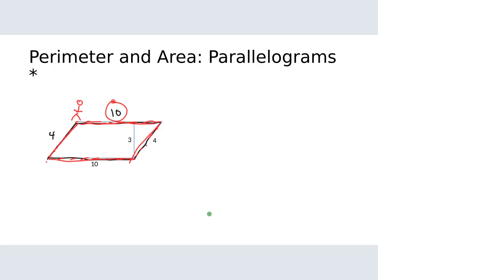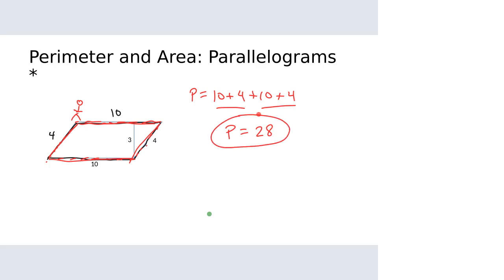And so the perimeter of this one is going to be 10 plus 4 plus 10 plus 4. We are not going to use that 3 in the perimeter because it's not a part of the outside of the figure. It's on the inside, and that's not a part of the perimeter. And we add these up. Let's see, that's 14 and 14. So our perimeter is going to be 28. Let me know if you have any questions as we go through it.